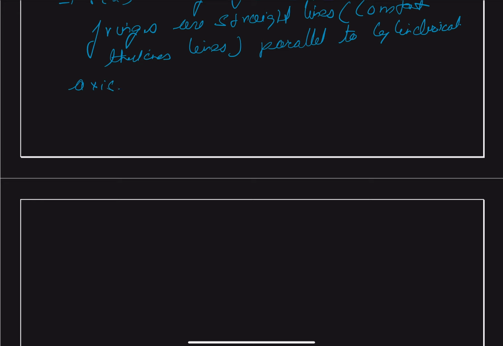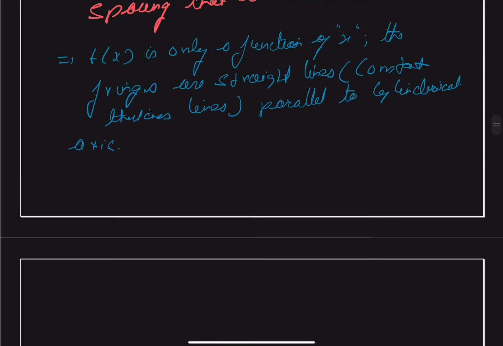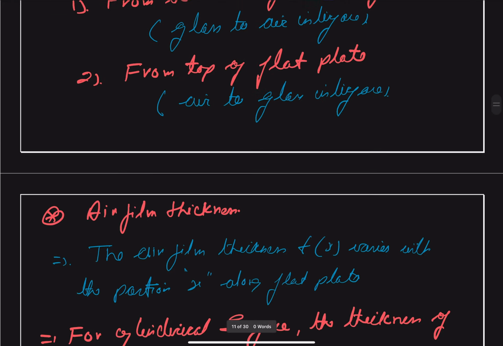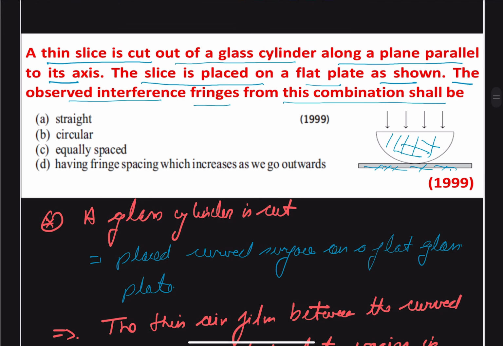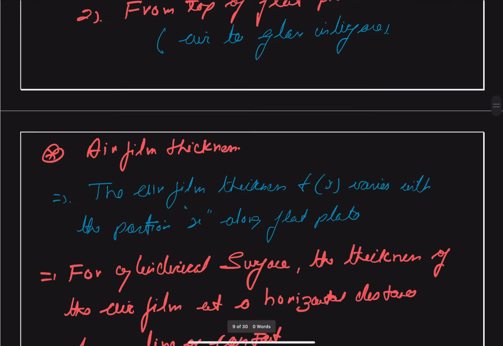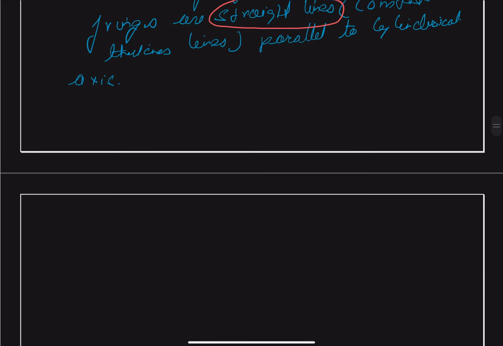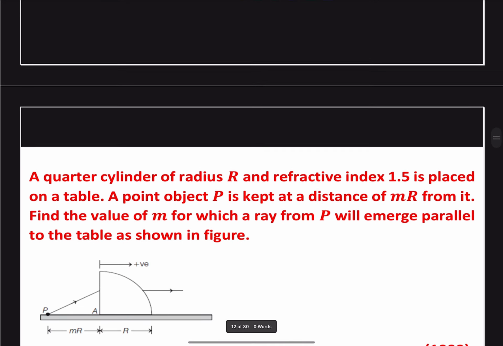Okay. So therefore, the only option is that the fringes will be straight lines. So option number A is the correct option. So you can say option A is correct. Next question.